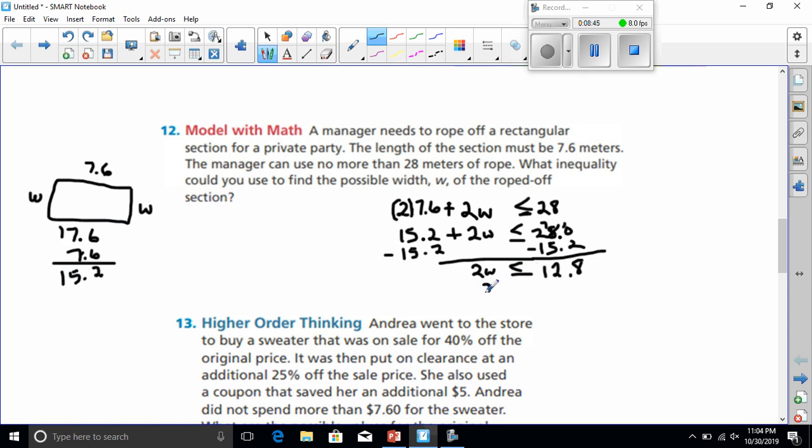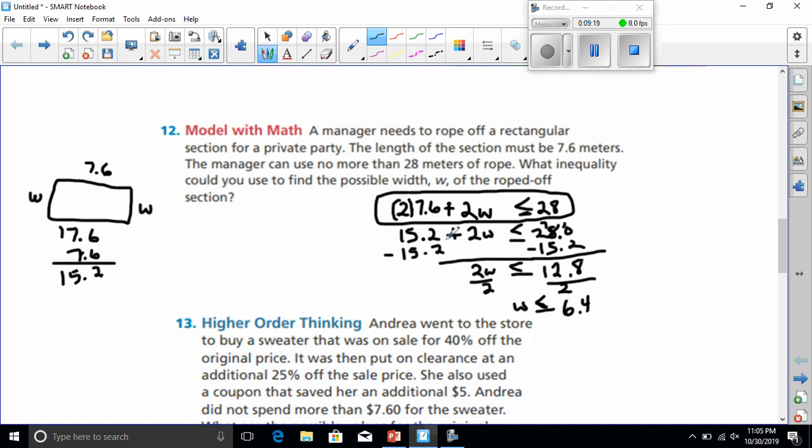Now we're going to divide 2 away from both sides, so we can get W by itself. We're not dividing by negative numbers, so I can leave it as less than. And 12.8 divided by 2 is going to give me 6.4. Not that I was looking for the answer, because all they said was write an inequality that I could use. So in actuality, my answer lied right here.